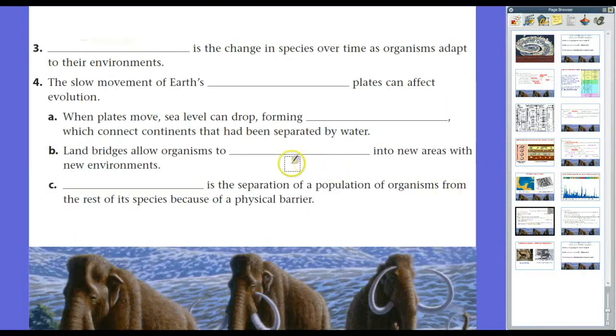Now, going back to last year and talking about natural selection, we know that evolution is the change in species over time as organisms adapt to their environments. Natural selection states that the organisms best suited to survive will be the ones who can adapt best. In addition, the slow movement of Earth's tectonic plates can affect evolution too. So it's not just massive catastrophes that cause this. It's not only catastrophism, but also uniformitarianism. The geologic forces are taking place at slow rates.